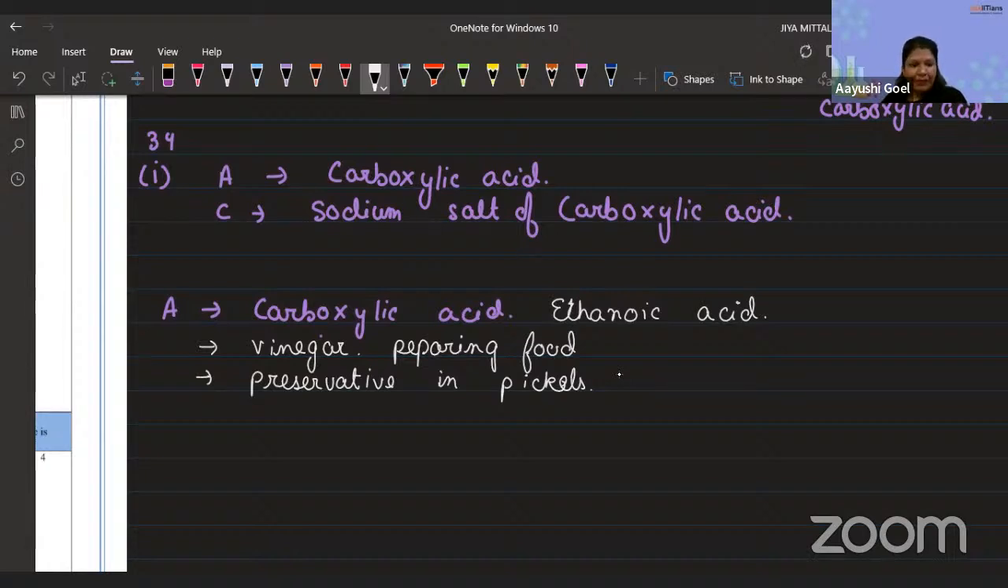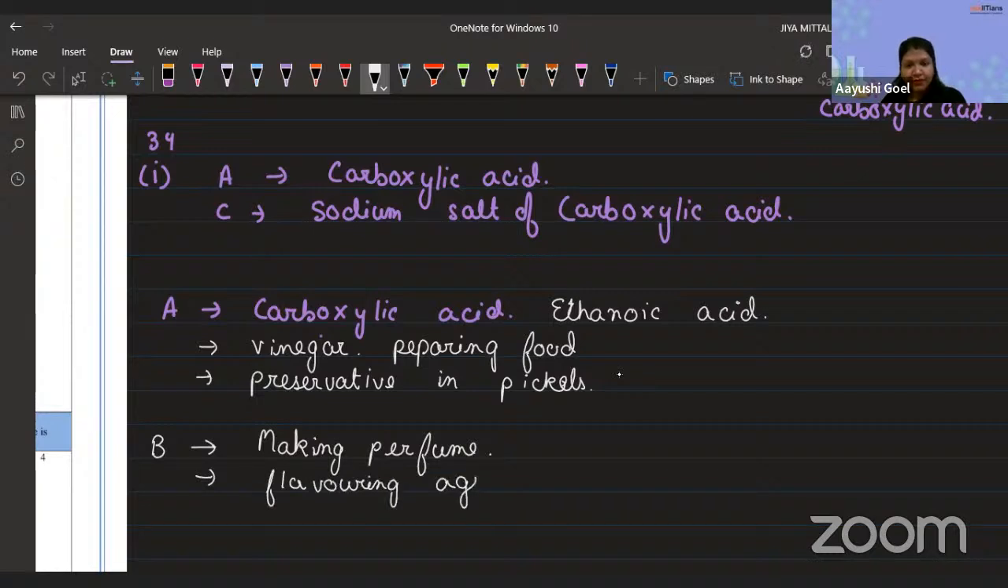And for the B, it's basically the sweet smell that we have whenever we are making a perfume. We are saying that it is a fruity smell or a sweet smell perfume. So it is used for making perfume. Or it is used as a flavoring agent. This is the way that you have to write it. Don't forget to number them. And let's see the third option.